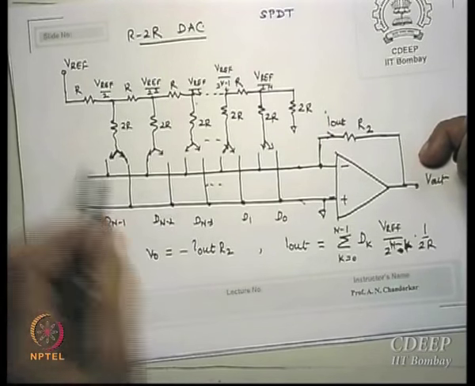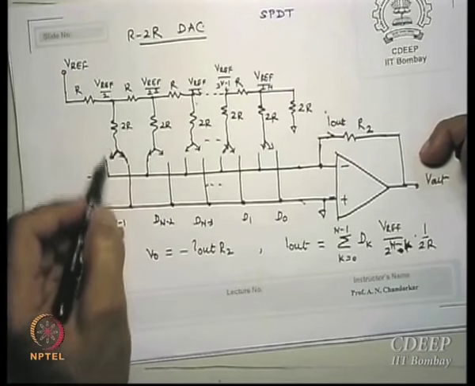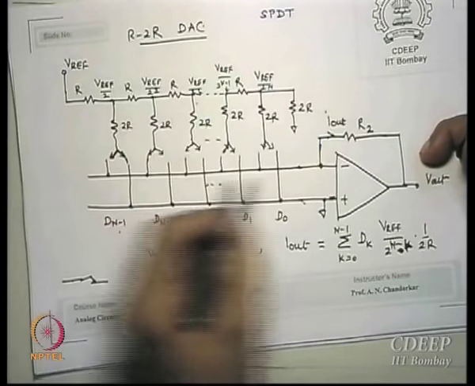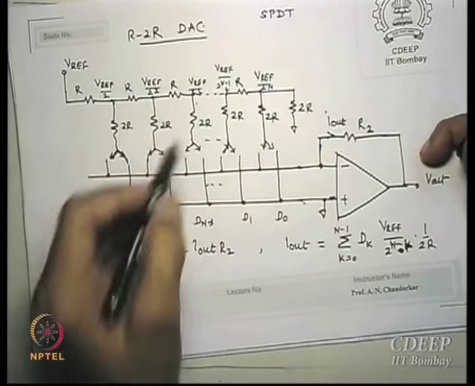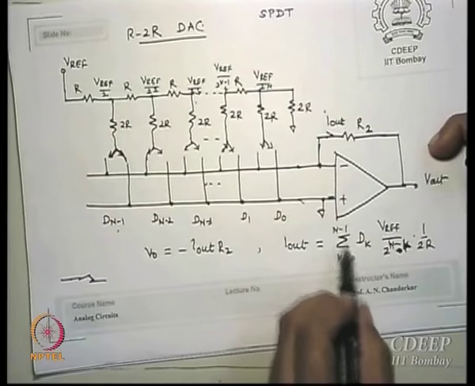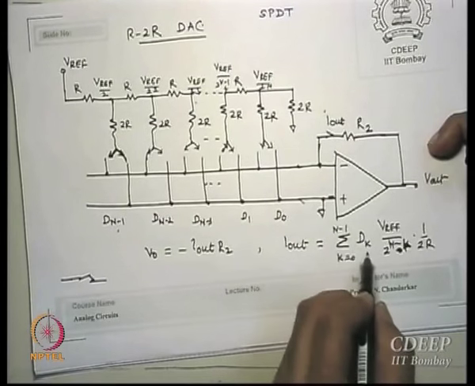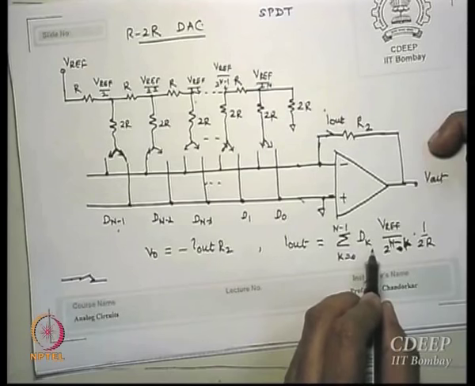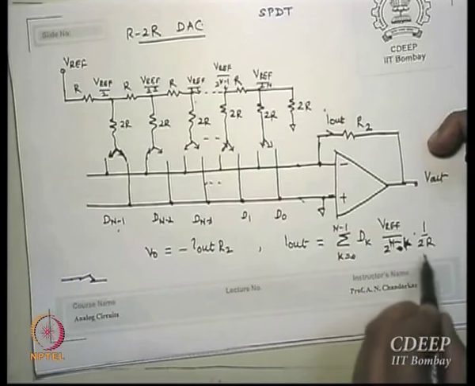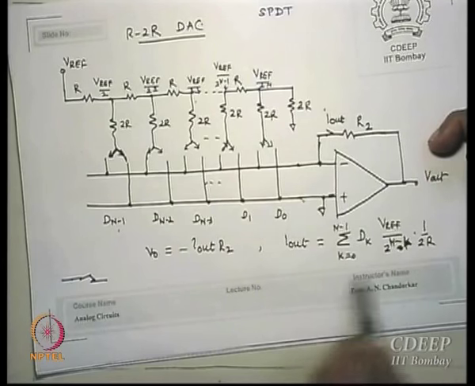Is that correct? So depending on the value, whether it is 0, 1, 0, 0, either it will go to V reference by 2 plus V reference by whatever bits are 1s, each will come on V minus through R to 2R combinations. Is that correct? And correspondingly, I out is the sum over N minus K, where K is the bit number I am talking about. K is equal to 0 to N minus 1. Which bit number? 0, 1, 2. So D K times V reference upon 2 to the power N minus K, into 1 upon 2R. This is the output current.